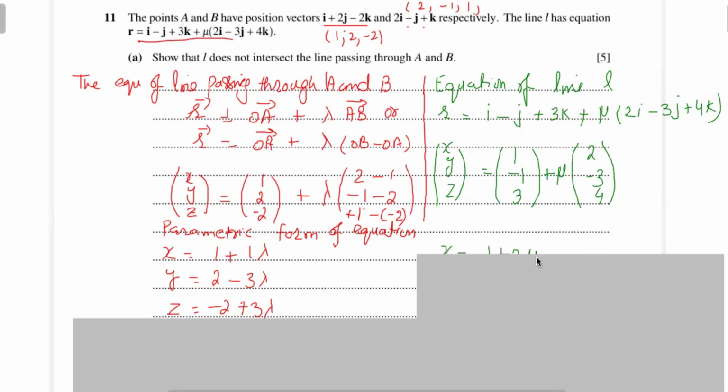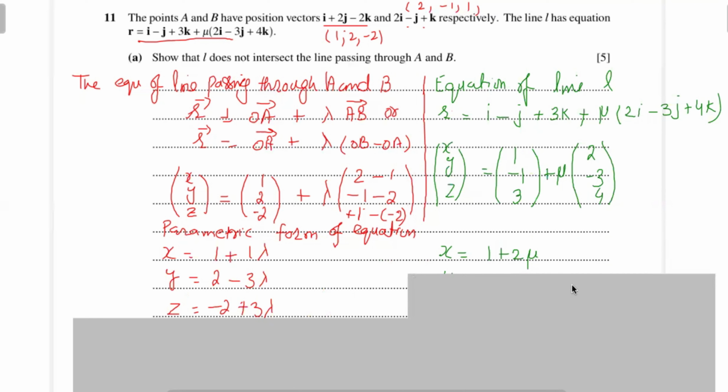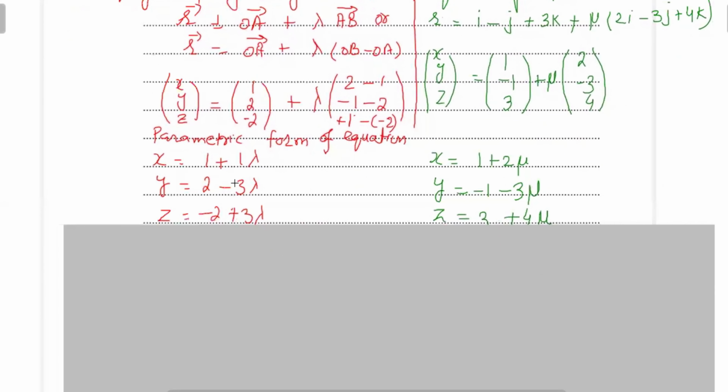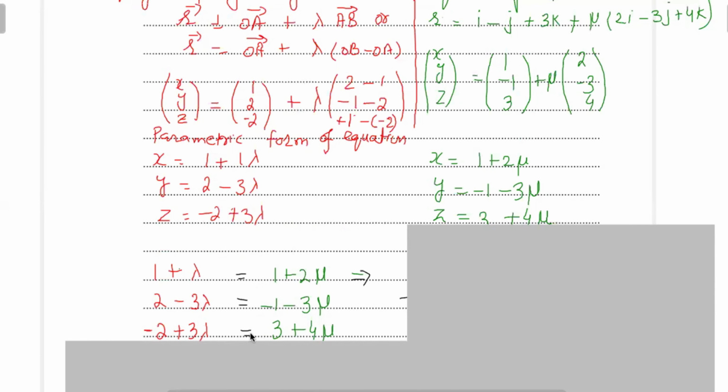Now we write in the parametric form, the x will be equal to 1 plus 2 mu, and y will be equal to minus 1 minus 3 mu, and z will be equal to 3 plus 4 mu. And you see here, there are two values of x. One is 1 plus 1 lambda, other is x equal to 1 plus 2 mu. Now, if these two lines intersect each other, we compare these two equations, we get 1 plus 1 lambda equal to 1 plus 2 mu, and 2 minus 3 lambda will be equal to minus 1 minus 3 mu, and minus 2 plus 3 lambda will be equal to 3 plus 4 mu.